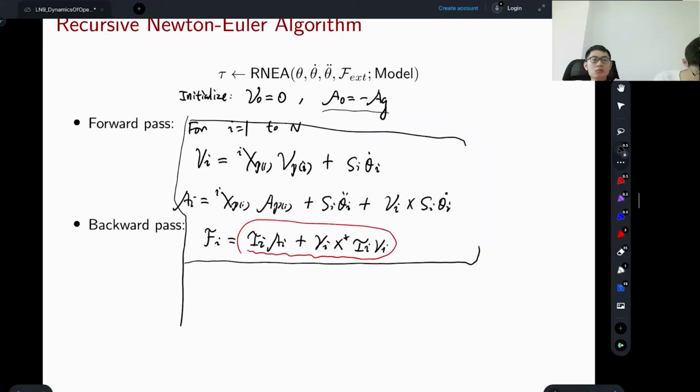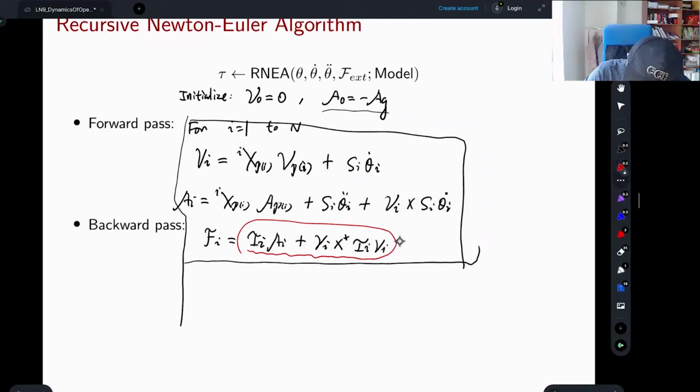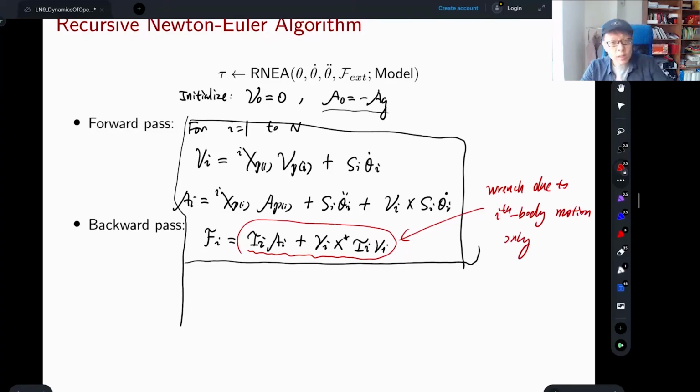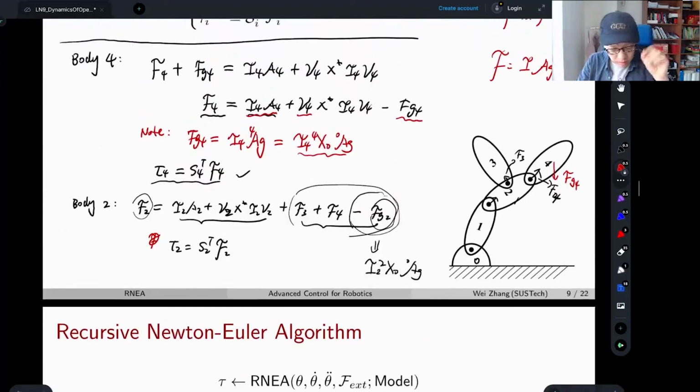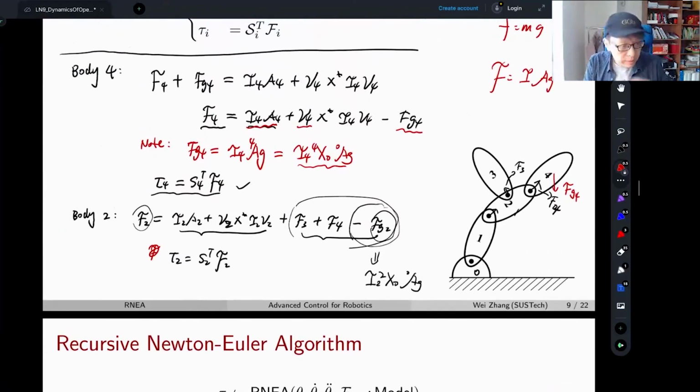Let's say this part is my forward path, and this guy means what? I would say the range or force, range due to body motion only. So this force is not the actual force. The force has different contributions, so it contributes to different things, right?